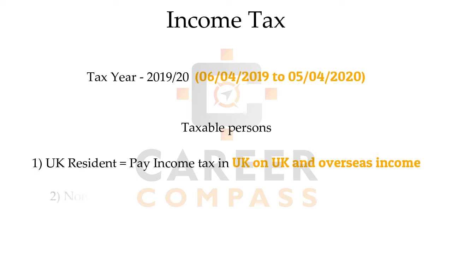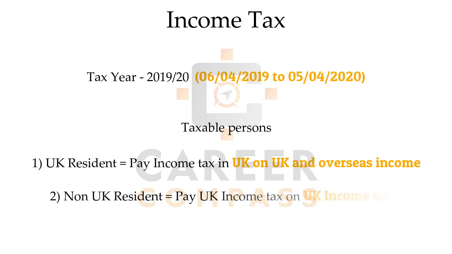The second taxable person is the non-UK resident. You may think, sir, it is a non-UK resident, so why would they have to pay tax? But students, a non-UK resident has to pay tax on their UK income if they have any kind of property income or any kind of interest income from the UK. Then only they have to pay income tax in the UK.